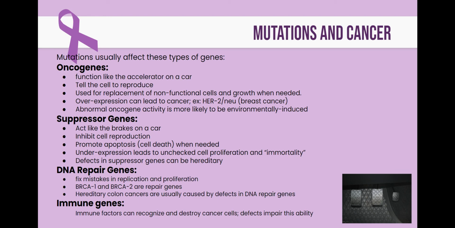Overexpression of oncogenes can lead to cancer. For example, HER2/NEU is a type of breast cancer that is caused by overexpression of oncogenes. The genes are dividing too rapidly and mistakes are made. And the mechanisms in the body that will target those genes are overwhelmed by all of this rapid growth. Abnormal oncogene activity is more likely to be environmentally induced.